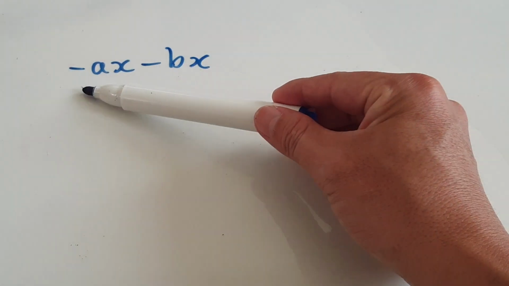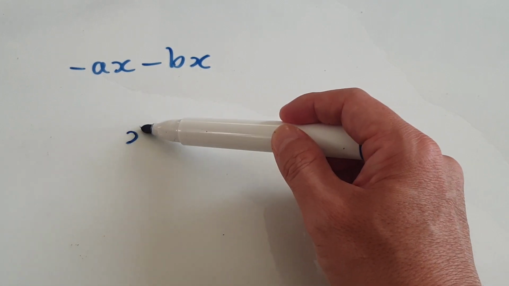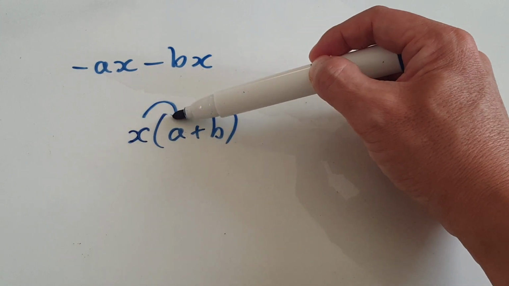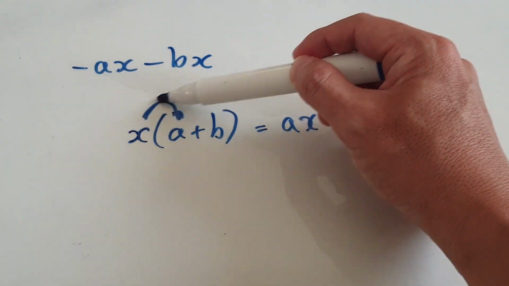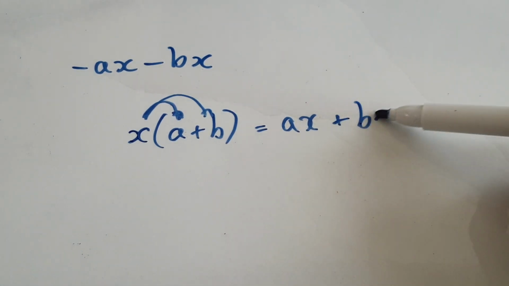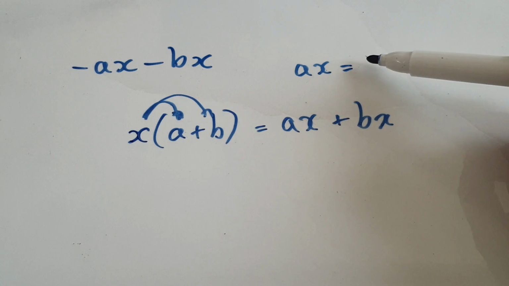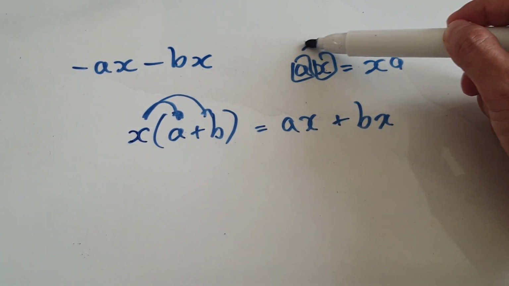In this video, I'm going to show you how to factorize this. But before I do, let me just illustrate something. If I were to give you this and ask you to multiply this out, you would say x times a would be ax and x times b would be bx. Remember, a times x is the same as x times a. So when you have one thing multiplied by another thing, you can just switch them around.